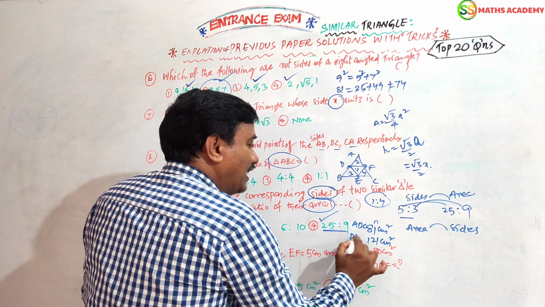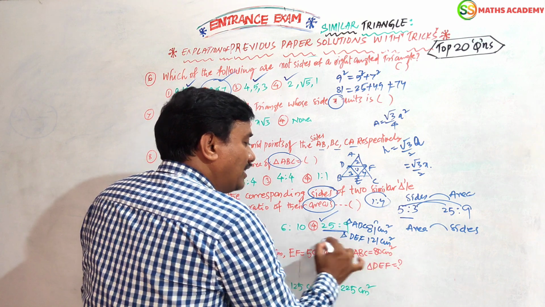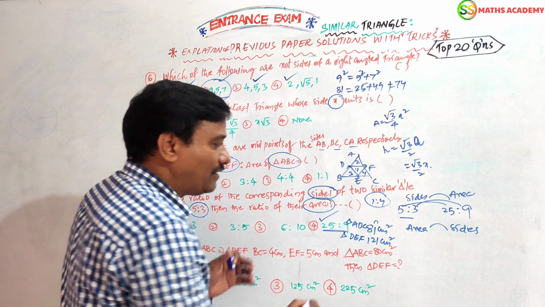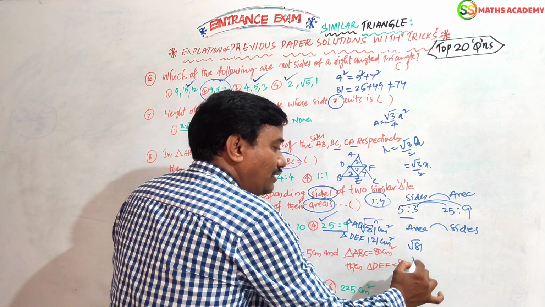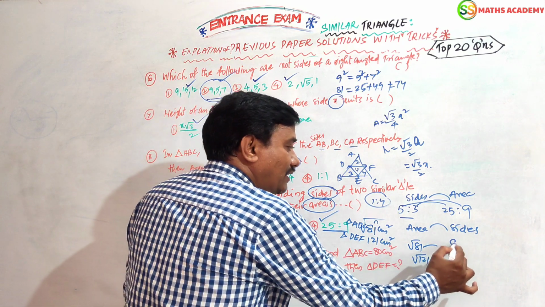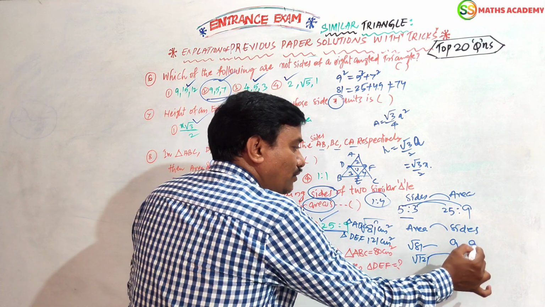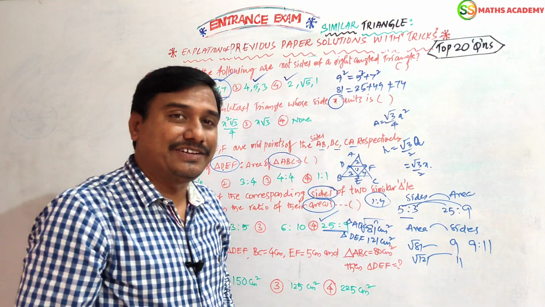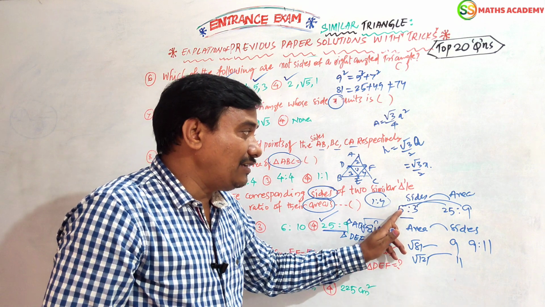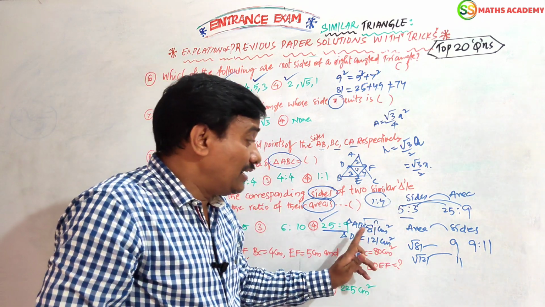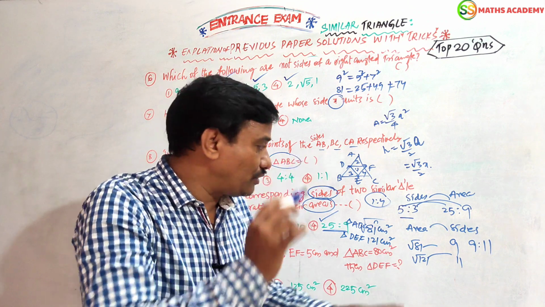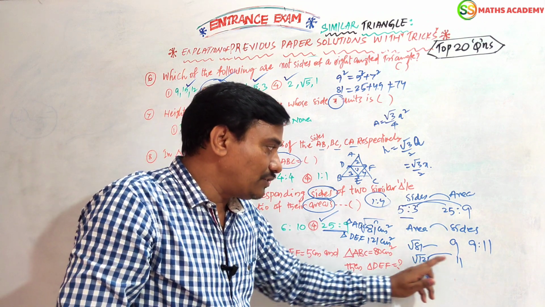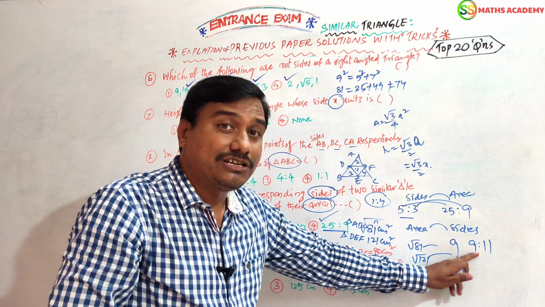ABC, DEF. Like this they are giving the question. What is the ratio of sides? Simple. Square root of 81 is 9, square root of 121 is 11. So 9:11. See, sides given, we have to go with squares. Areas given and sides asked, we have to go with square roots. Square root of 81 is 9, square root of 121 is 11. The ratio will be 9:11.